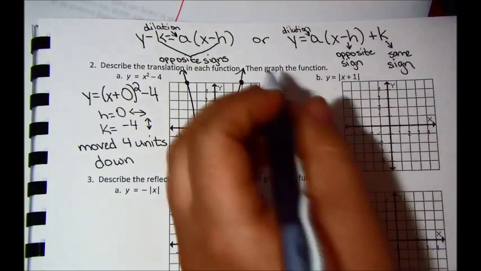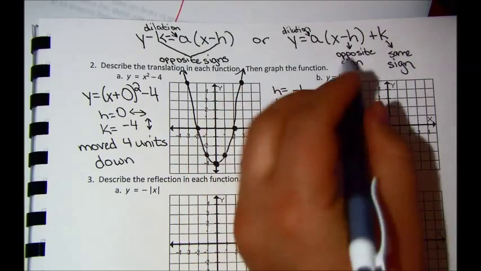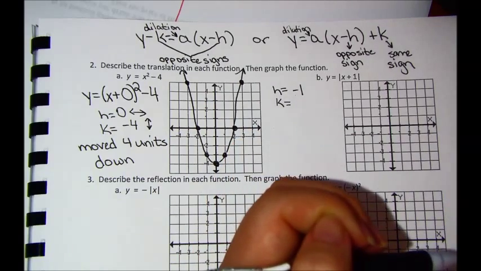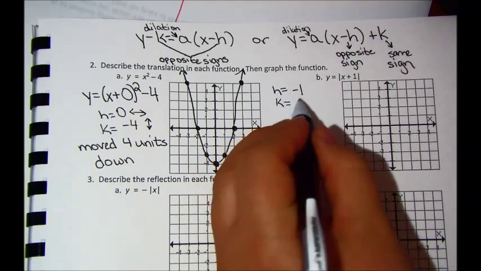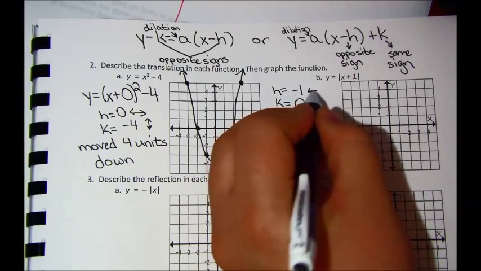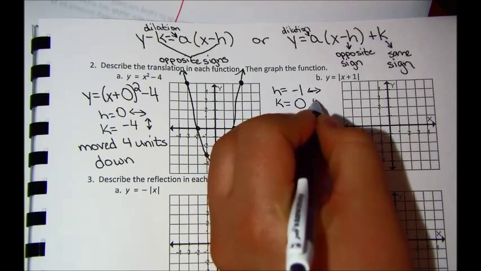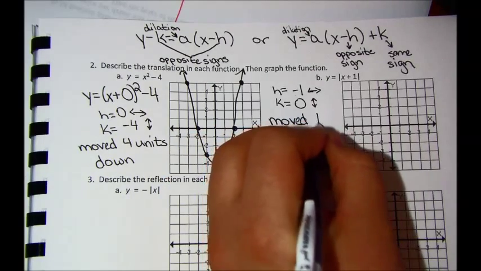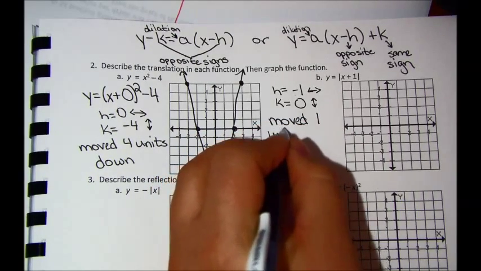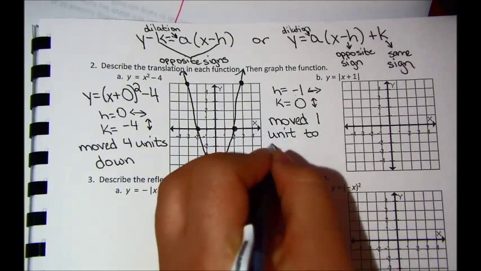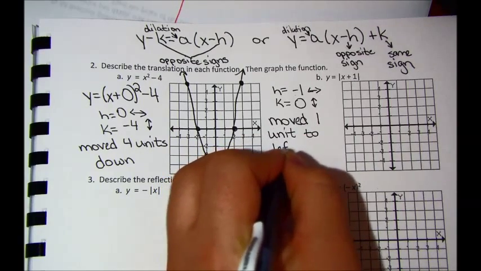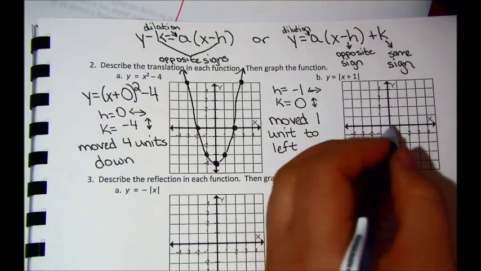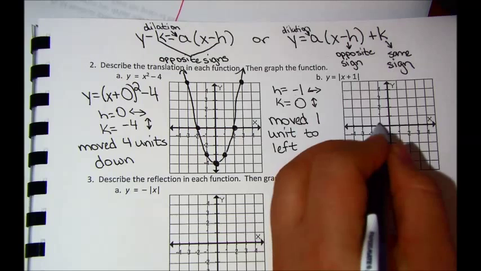H is -1. It changes signs regardless of which one it's in. What is K? 0. H tells me left, right. K tells me up, down. Tell me how it's moved. It moved 1 unit to the left. So our vertex is at -1, 0.